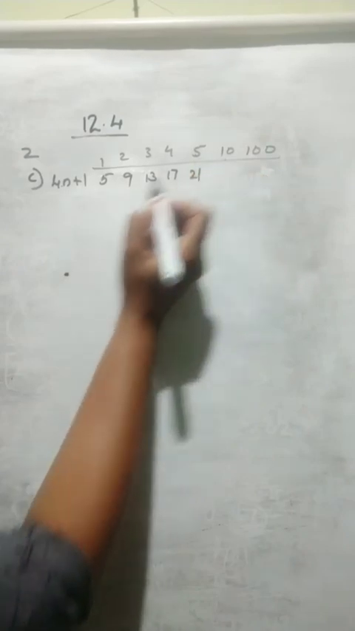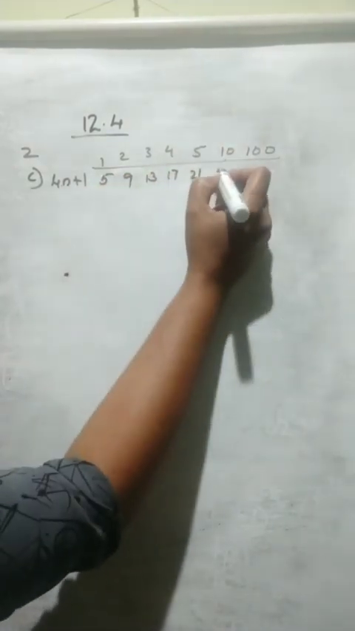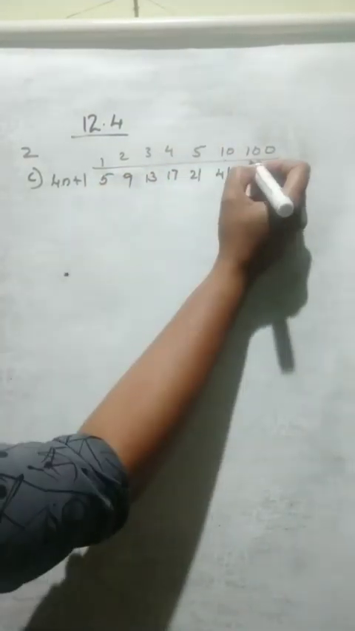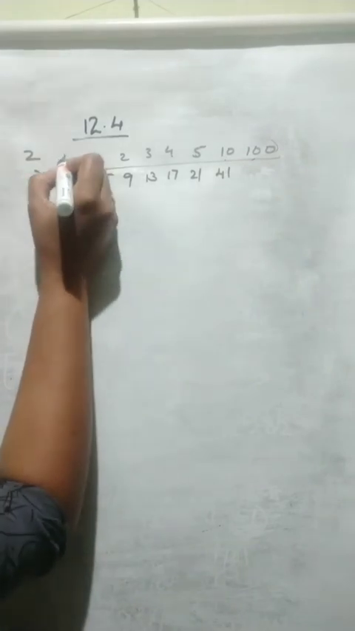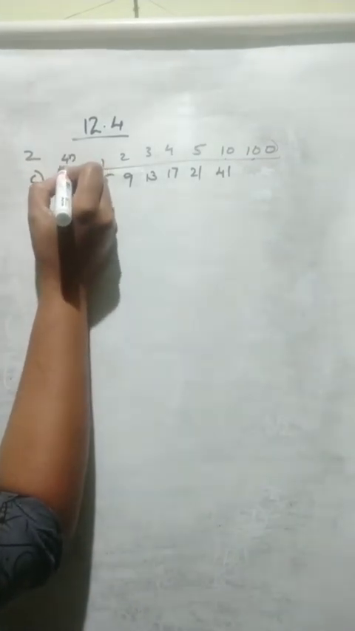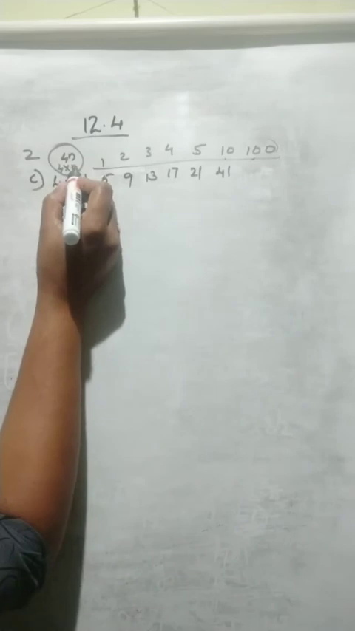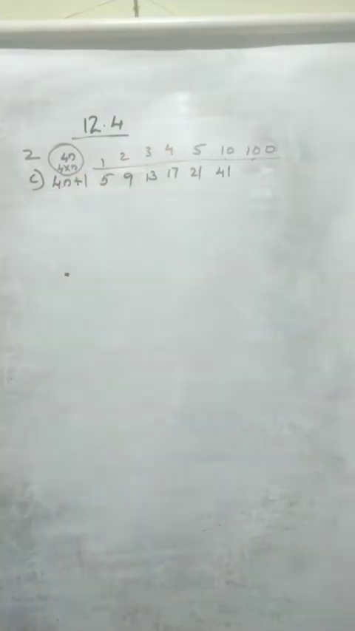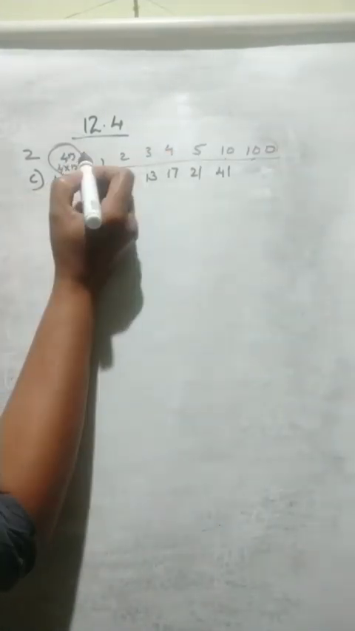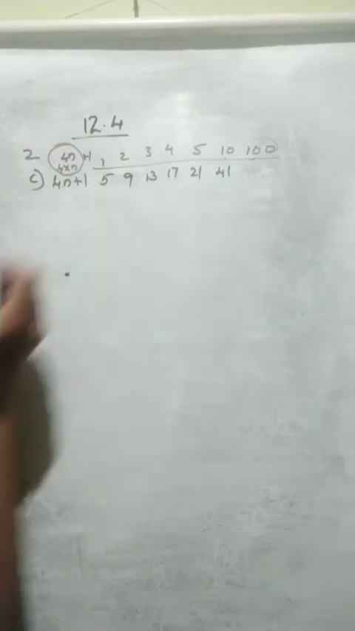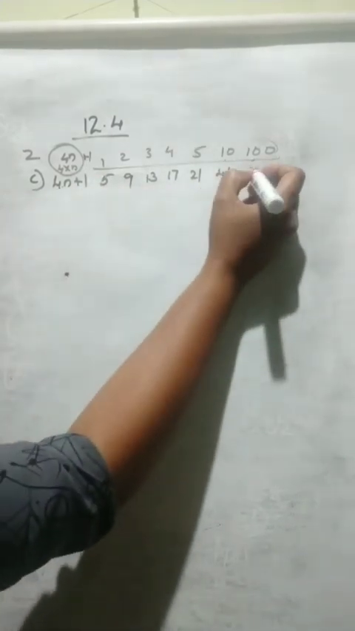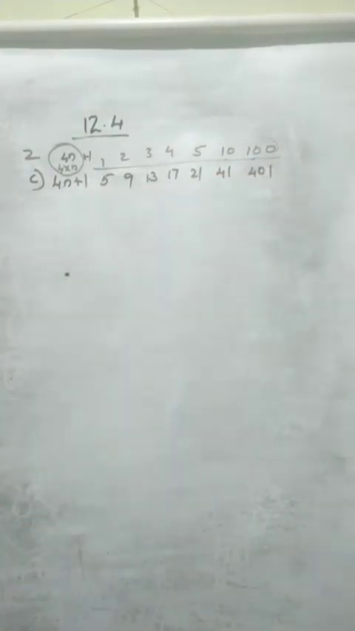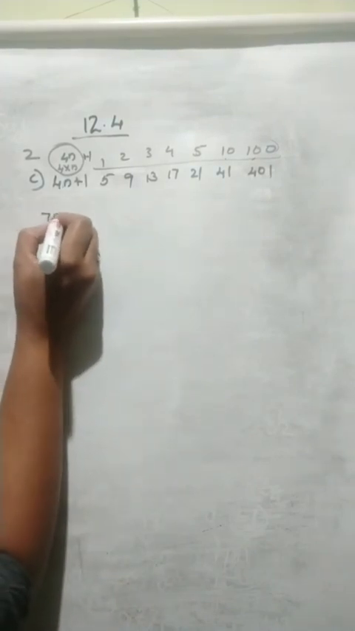Then 4 times 10, 40. 40 plus 1, 41. Then 4 times 100. What is meant by 4n? That is 4 times n. Instead of n, we can use these values. So 4 times 100 plus 1, that is 401. Next question is 7n plus 20.